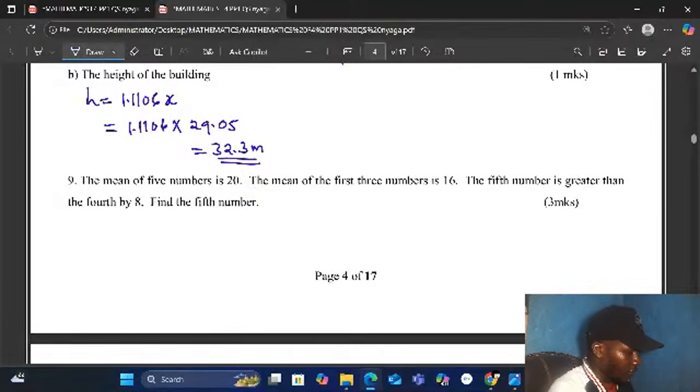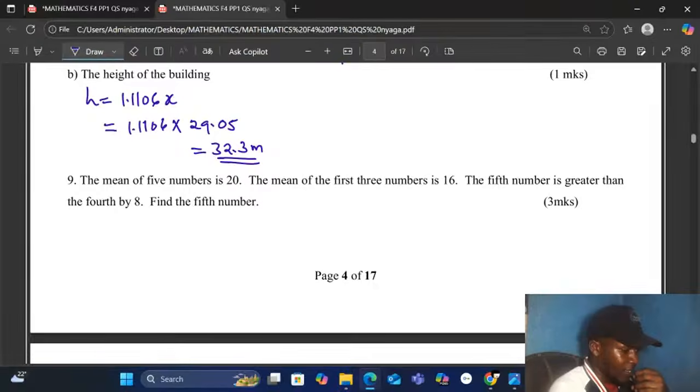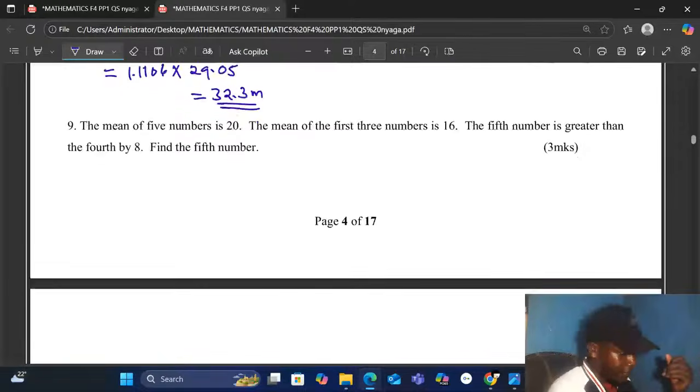Then, the mean of 5 numbers is 20. The mean of the first three numbers is 16. And the fifth number is greater than the fourth number by 8. Find the number.